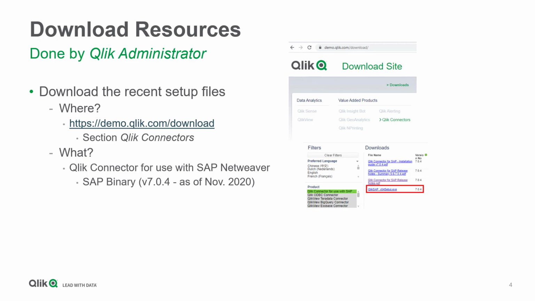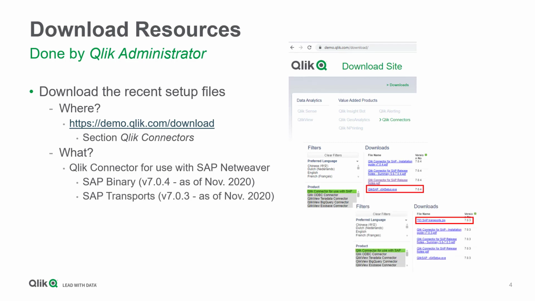Download the file QlikSAP_x64setup.exe. As the required SAP transports are not part of this installation file and have not been updated from the previous release, we have to select version 7.0.3 afterwards in order to pick them from that download section.